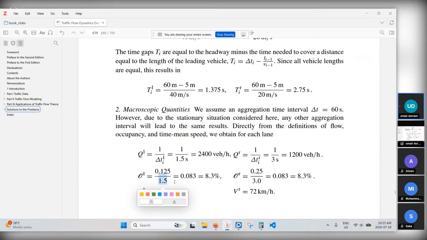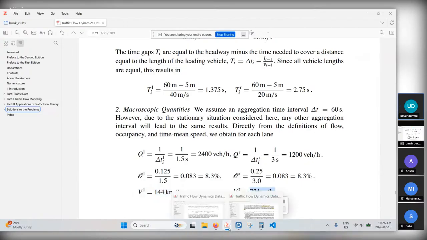Based on this definition of occupancy, we get a value of 8.3%. And it turns out to be the same value for the right lane as well, where again it's 5 meters divided by 20 meters per second. That comes out to be 0.25 seconds for the occupancy on the detector by one vehicle. And for the speeds, we get 144 kilometers per hour and 72 as the macroscopic speed, which is already given to us.